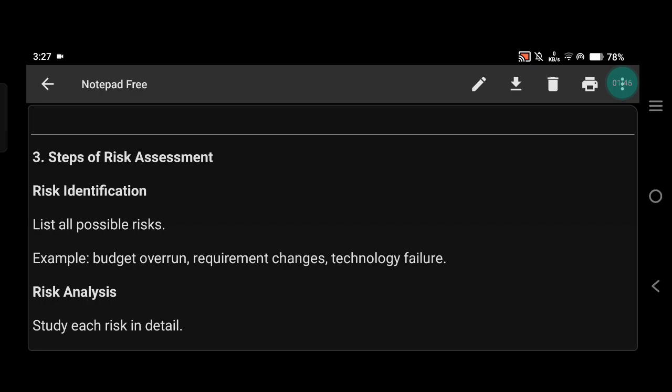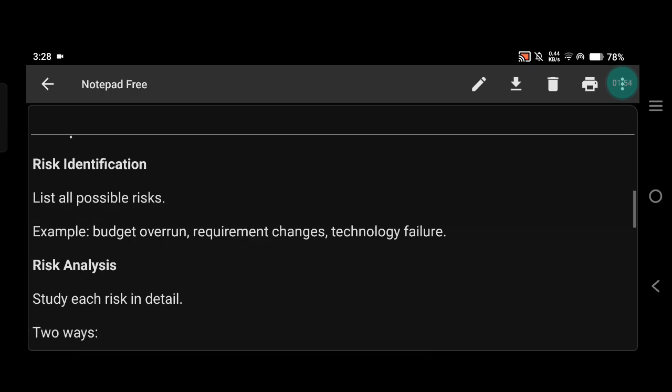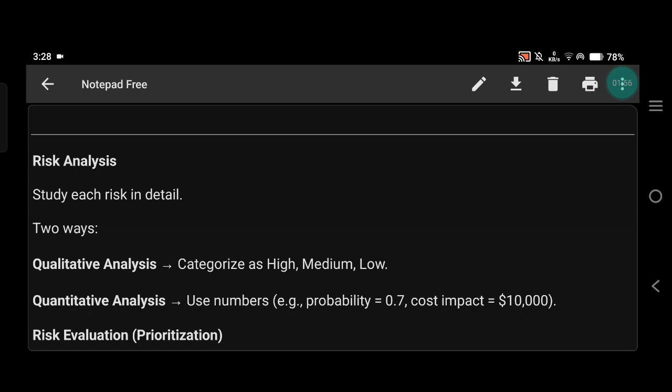First is risk identification: list all possible risks, for example budget overrun, requirement changes, technology failure. Then risk analysis: study each risk in detail. Two ways: qualitative analysis, categorize as high, medium, low. Quantitative analysis, use numbers, for example probability 0.7, cost impact $10,000.